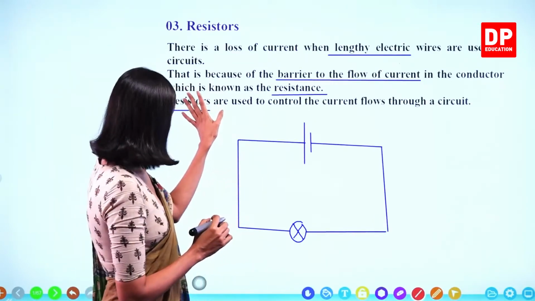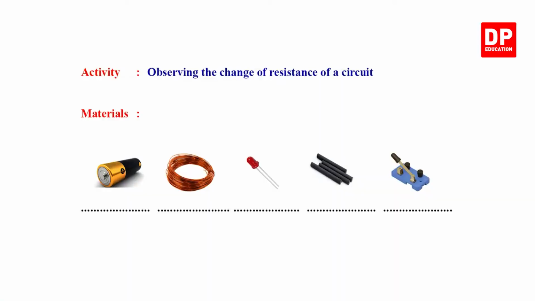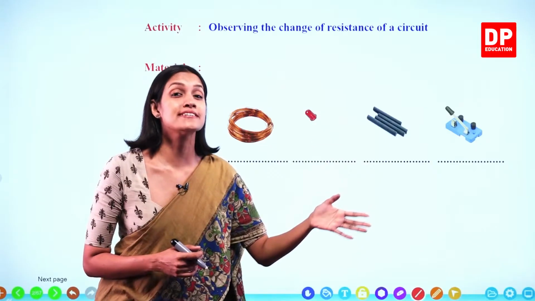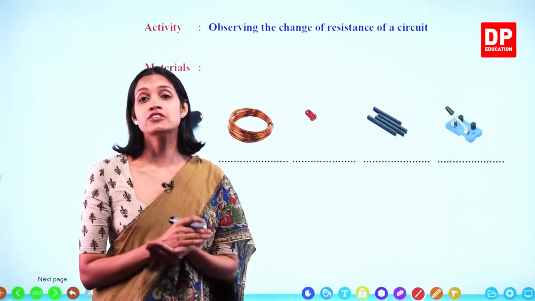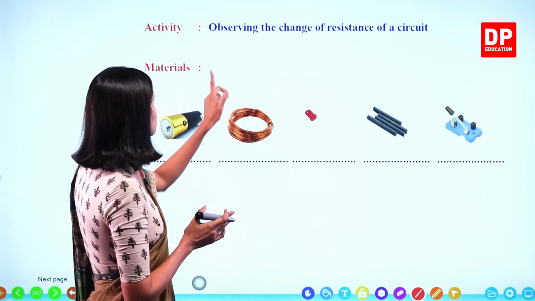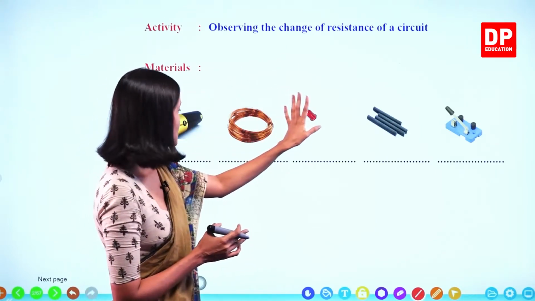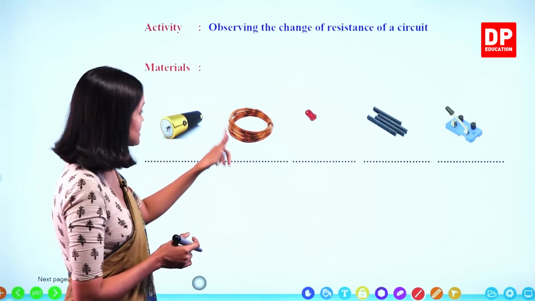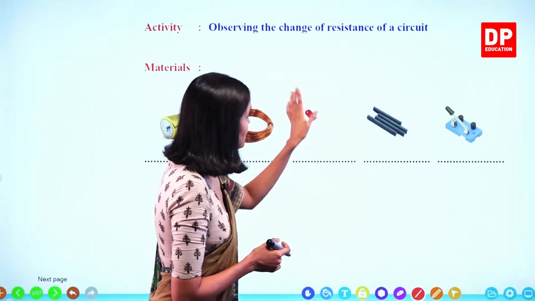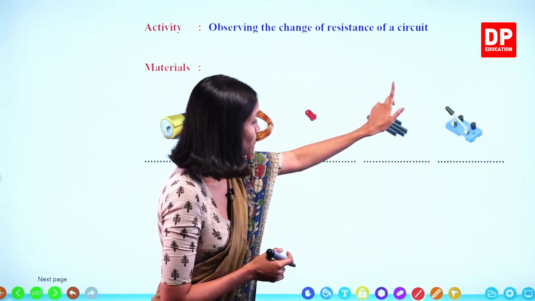So to understand these resistors better, we are going to do an activity now. The activity is observing the change of resistance of a circuit. What is the resistance again? The barrier towards the flow of electricity is known as the resistance. So, what do we need to do this activity? We need dry cells, connective wire, an LED. Now, these are carbon rods. We need carbon rods, and we need a switch.